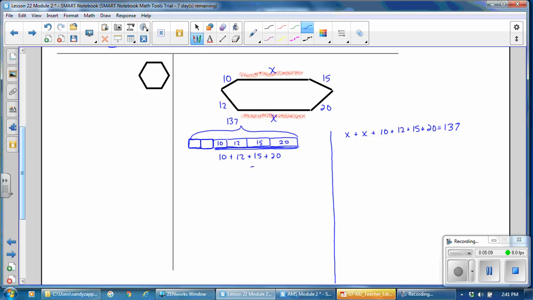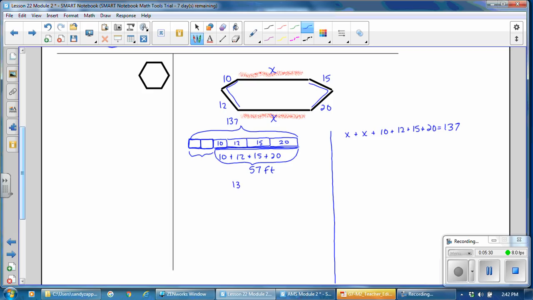And that equals 57 feet. So this part of the bar equals 57 feet. And the rest of the feet are split up between the other side. So the whole fence is 137 feet, and then 57 feet makes up all of this. So then we need to know, well, how many feet are left over?